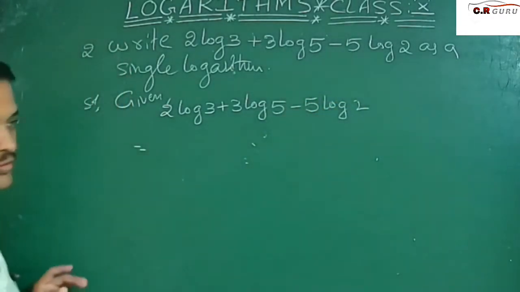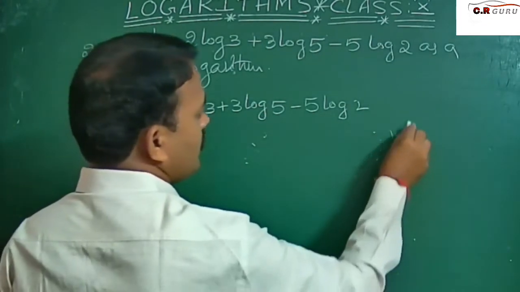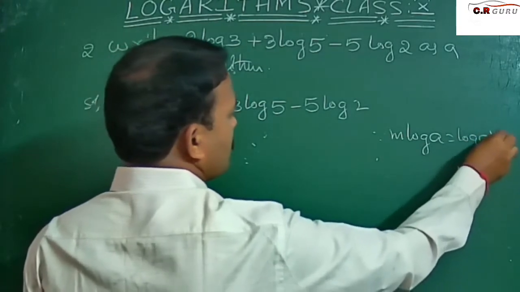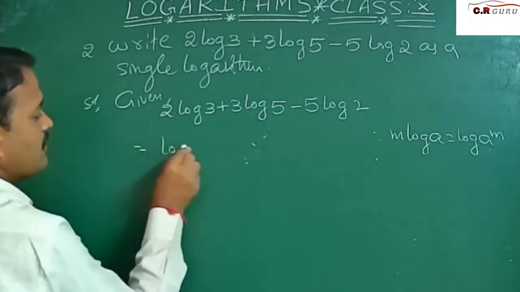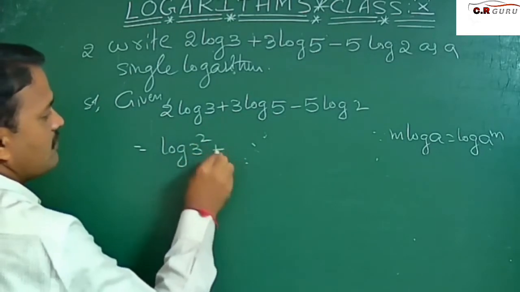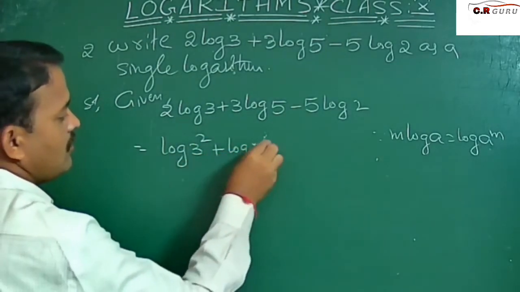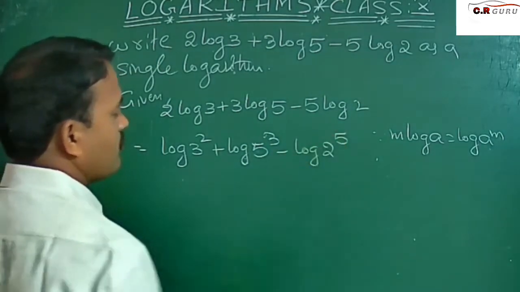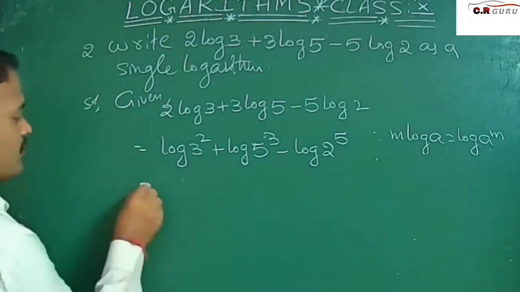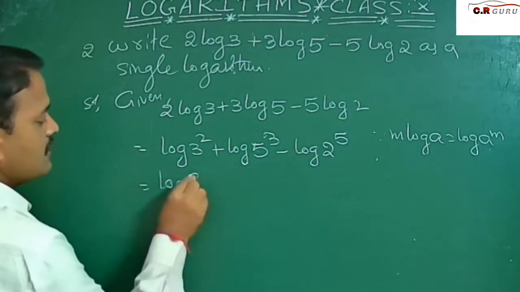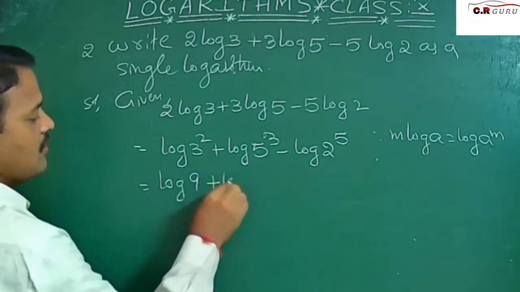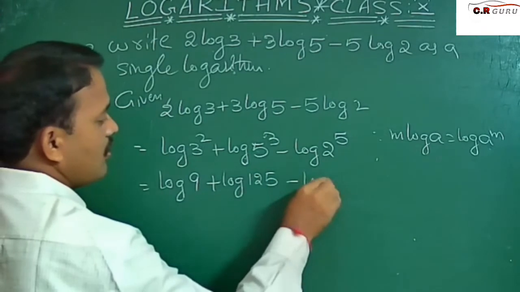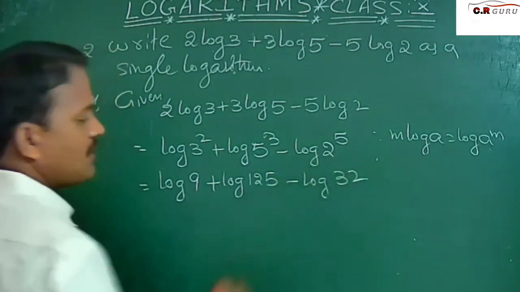So that equals, you know one formula, m log a is nothing but log a to the power of m. Similarly, this can be written as log of 3 square plus log of 5 cube minus log of 2 to the power of 5. So then that equals log of 3 square, which is nothing but 9, plus log of 5 cube, which is nothing but 125, minus log of 2 power of 5, which is nothing but 32.